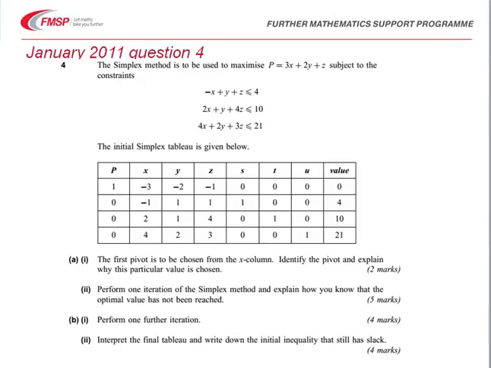In part A of the question, we're to use the pivot from the x column and to identify the pivot, explaining why this particular value is chosen. We're then to use one iteration of the simplex method and explain how you know that the optimum value has not been reached. Following that, one further iteration and then interpreting the final tableau. So this is a fairly standard sort of question for simplex.